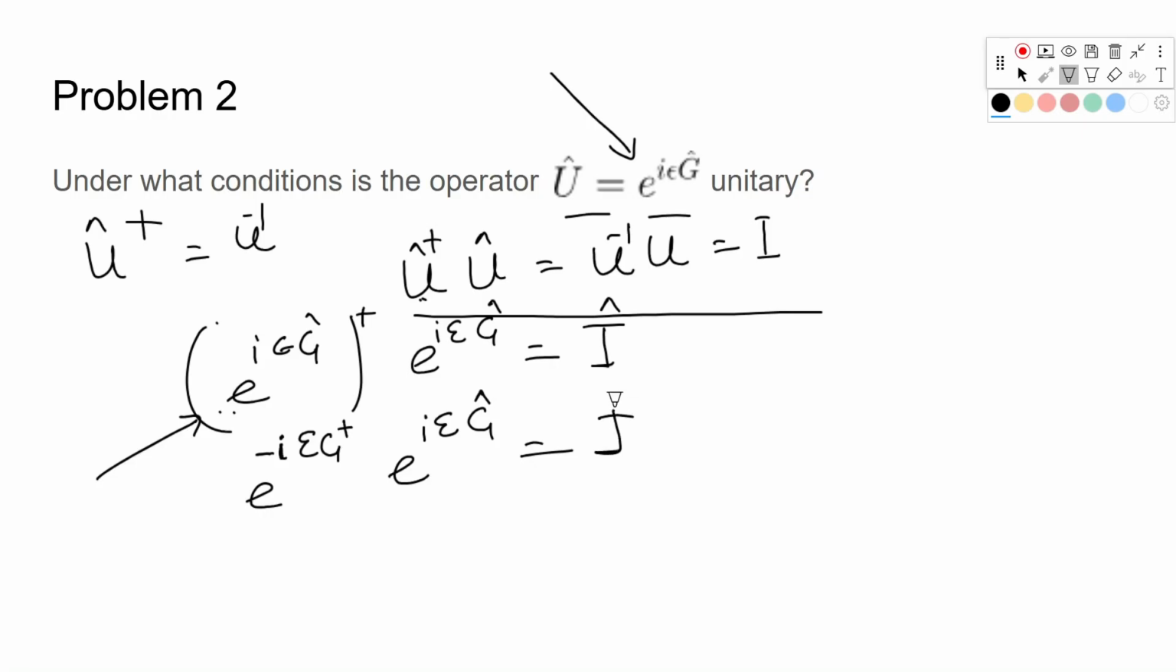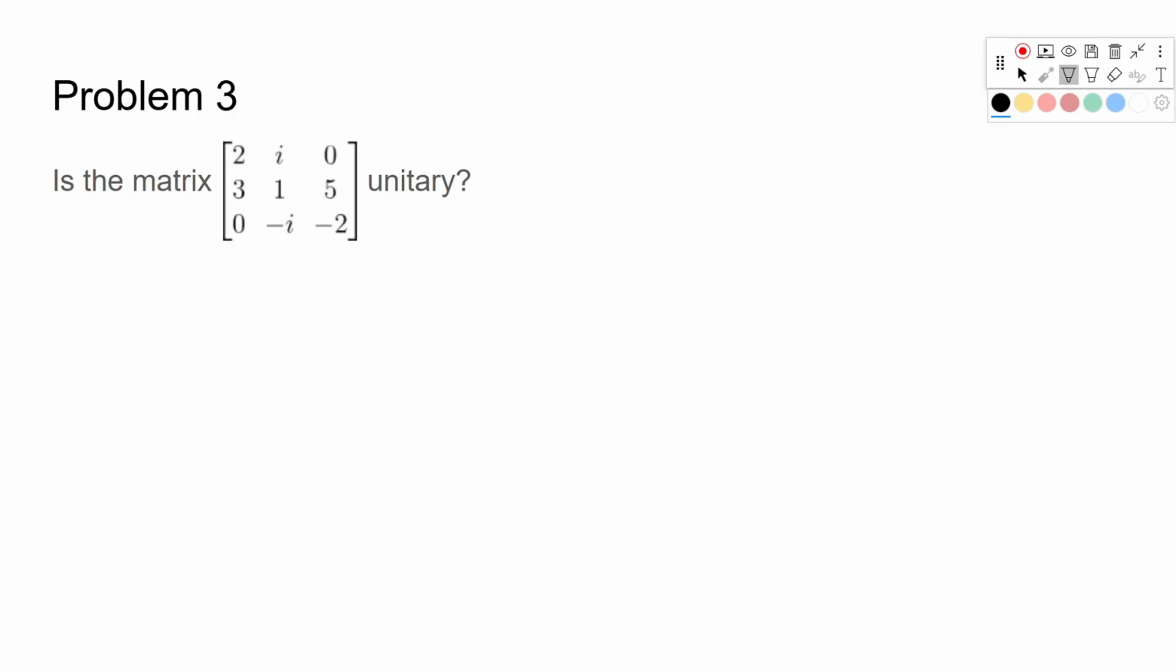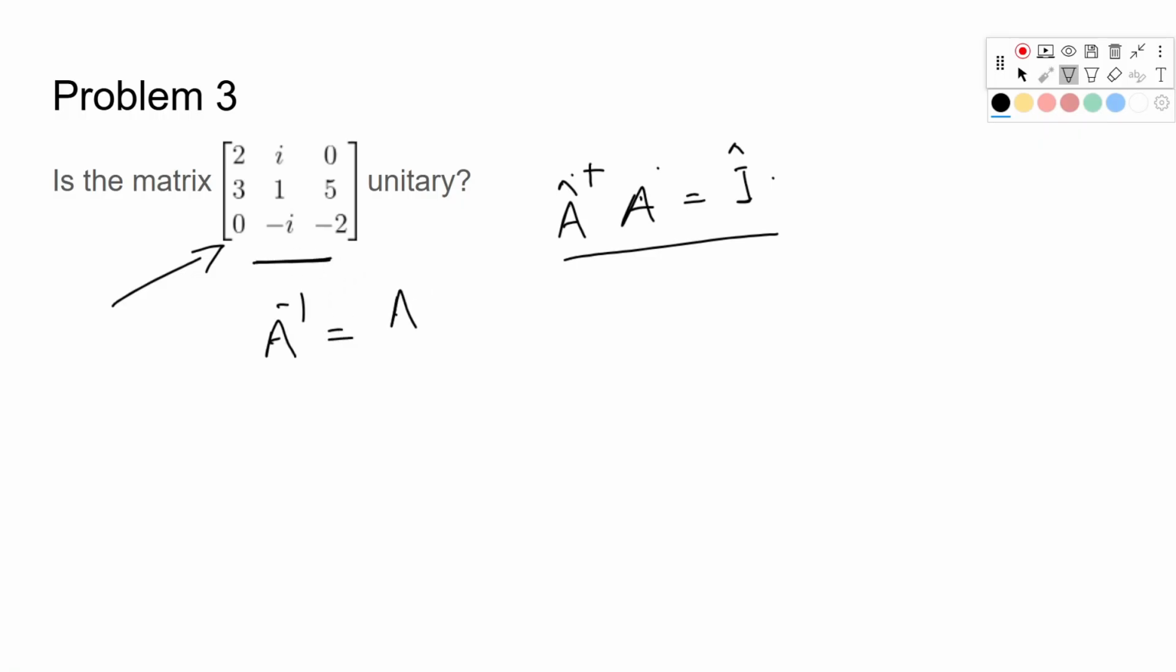Now this has to be equal to I. And for this to happen, this operator G has to be Hermitian. So if this G is Hermitian, then this whole e raised to the power i epsilon G becomes unitary. Next problem: is this matrix unitary? Any matrix A will be unitary if the Hermitian adjoint of that matrix multiplied by that matrix itself is equal to the identity, this is one way of doing it. The other way of doing this is to find the inverse of this matrix and to show that it is equal to its Hermitian adjoint.